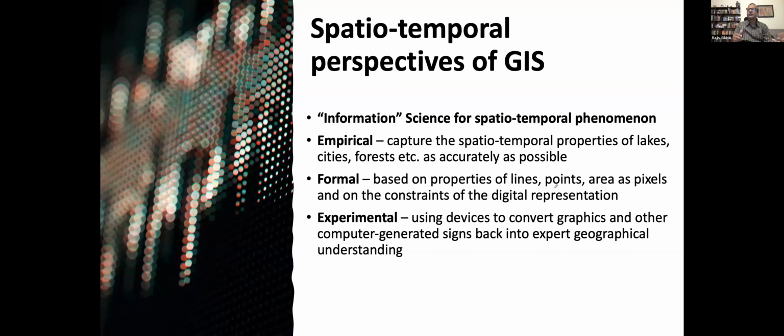Then it can also be experimental. It can use a device to convert, for example, the graphics and other data sets back into expert geographical understanding. You may have a paper map, but you can digitize it using a digitizer and then convert that into spatial data. And then, of course, you can also have a lot of social inquiries focusing on ontology of the interest, focusing on the population distribution, for example, and so on. So all of these are possible to do in a GIS mode.